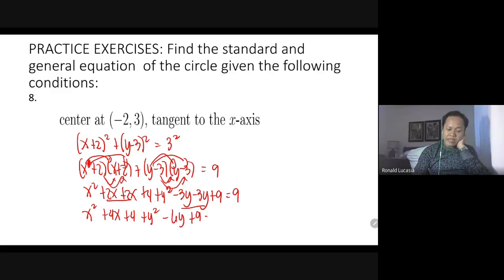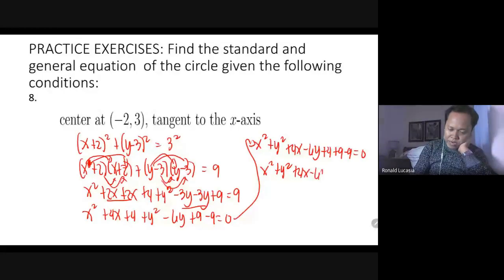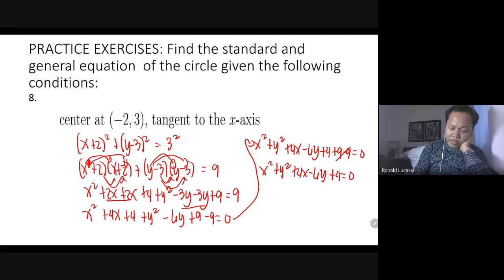Plus 9. Let's transpose the 9 so the right side becomes 0. So, rearranging the terms: x squared plus y squared plus 4x minus 6y plus 4 plus 9 minus 9 equals 0. So x squared plus y squared plus 4x minus 6y plus 4 is equal to 0.